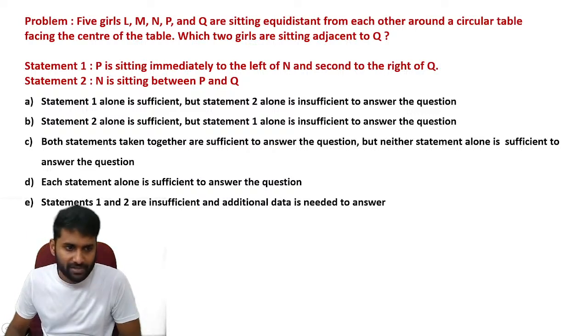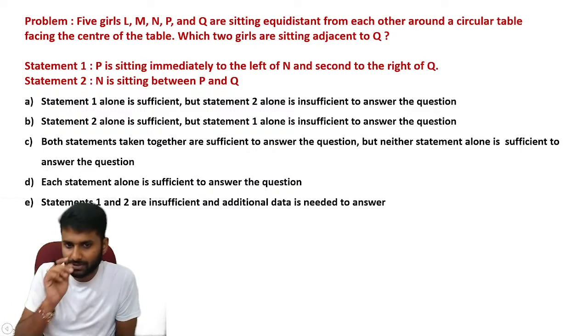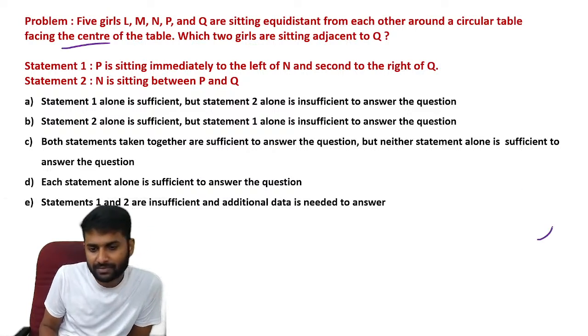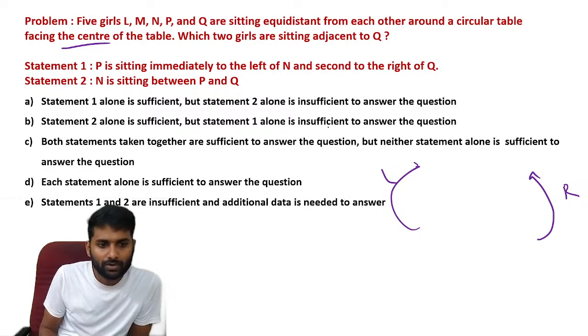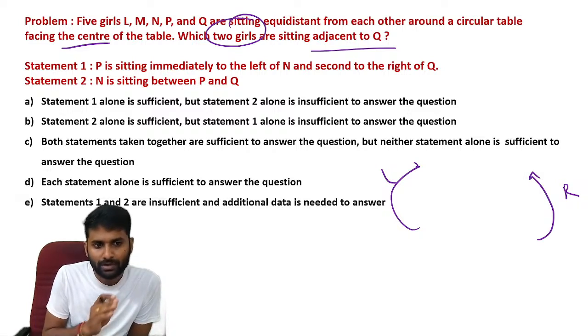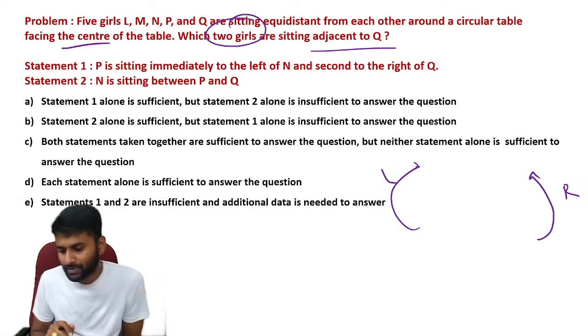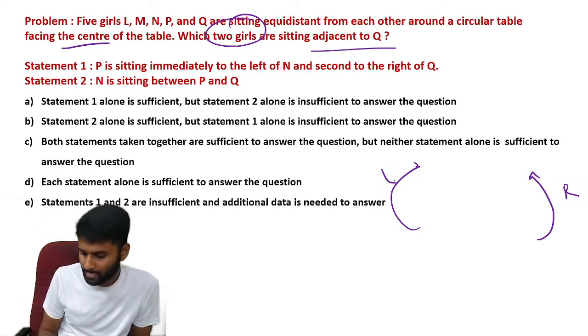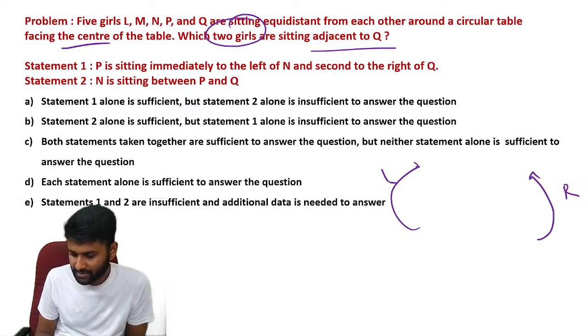So which data is sufficient? Now the question: there are 5 girls sitting equidistant from each other around a circular table. They are facing the center. Facing center means this is all about the right side and the left side. Now which 2 girls are sitting adjacent to Q? Out of all the 5 people, if you exclude Q, L, M, and P, definitely 2 persons should be adjacent to Q. So who are those 2 people? We have to identify that.